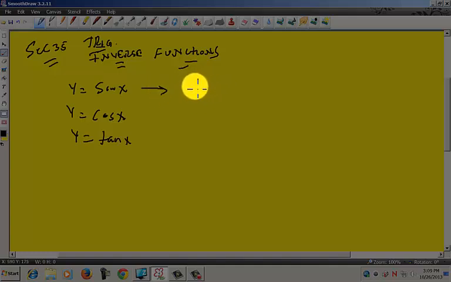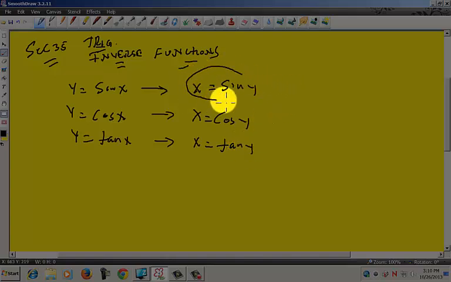So to find the inverse, you know we're going to switch x and y. And you're going to get x is equal to sine of y, and this becomes x is equal to cosine of y, and this becomes x is equal to tangent of y. Well, we can't write it like this. So what we're going to do is take the inverse of both sides. So the inverse will look like this.